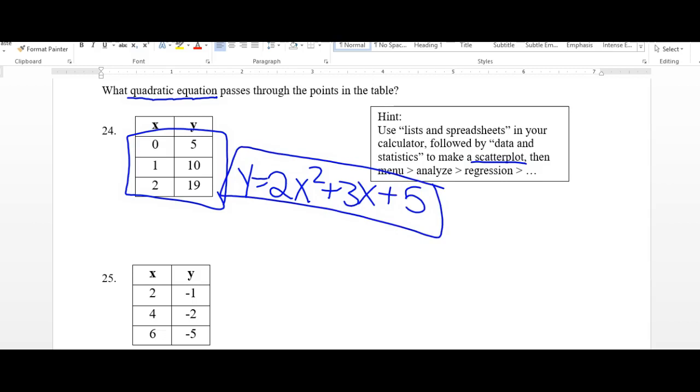Number 25, you can do the exact same way. Test is Friday. Good luck.